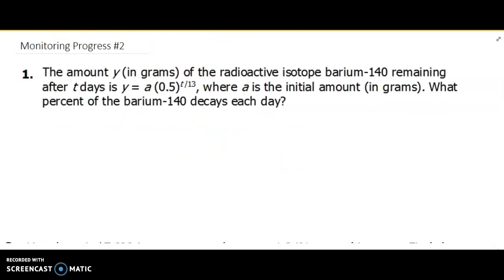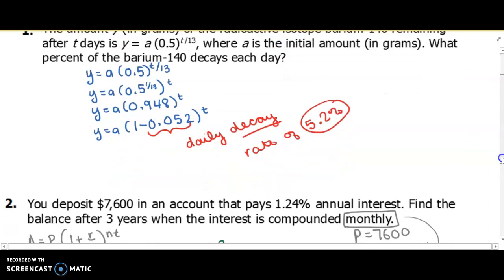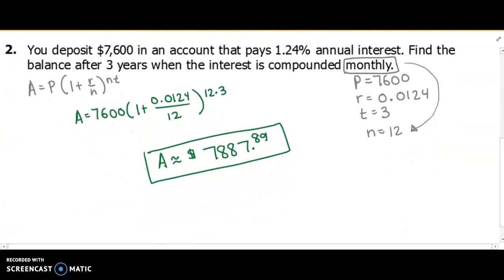I highly encourage you to do these 2 monitoring progress problems on your own. Go ahead and pause right now, do those 2, and once you're done, check to see if you have the right answer. This is what you should have gotten for the first monitoring progress. And this is what you should have gotten for the bottom one.